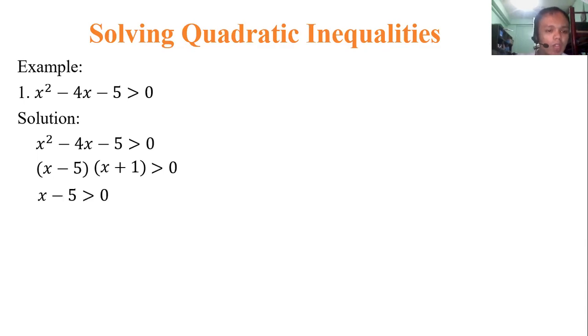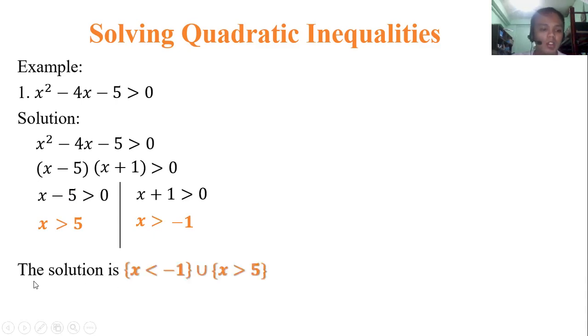Okay, x minus 5 greater than 0. Transpose negative 5 to the other side. We have, okay, mamaya. Ito muna, x plus 1 greater than 0. Then balikan natin to. Transpose negative 5 to the other side. We have x is greater than 5. Then this one, transpose 1 to the other side. We have x is greater than negative 1. Okay? So what would be the solution here? Now the solution is x is less than negative 1 with the union of x is greater than 5.